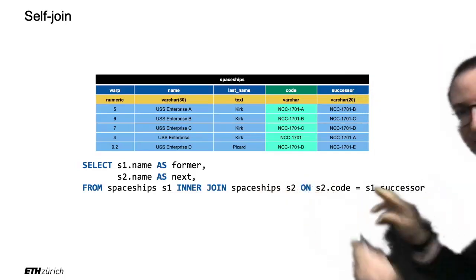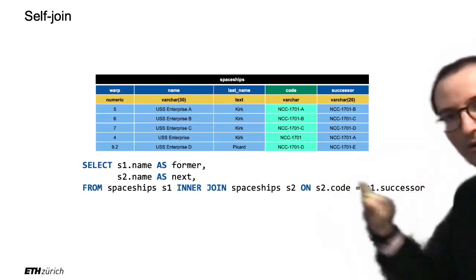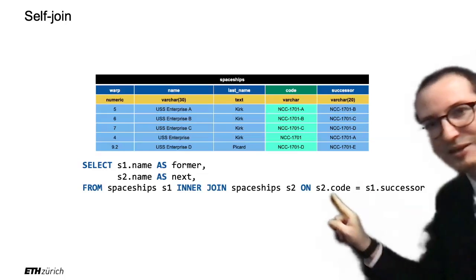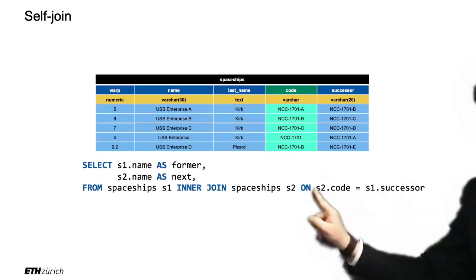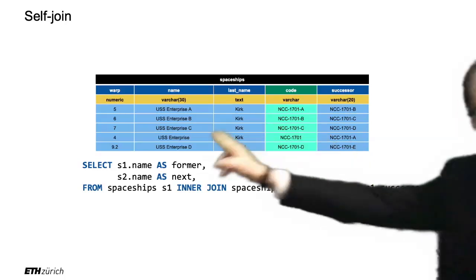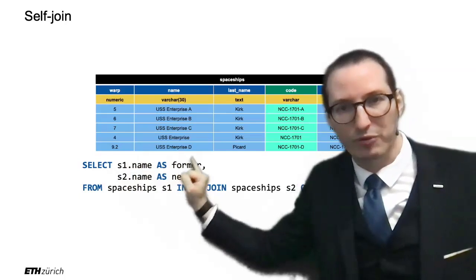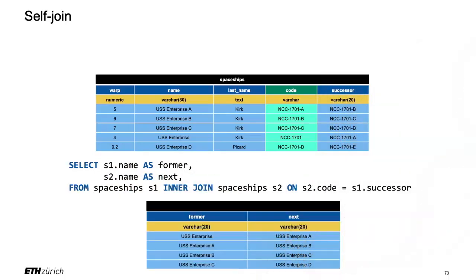Then I have my predicate. I'm basically saying that the code of the second one must match the successor of the first one. And here, again, S1 and S2 are the way that I can tell them apart, even though they're the same table, but there's really one on the left and one on the right. And then again, I use this S1 and this S2. S1 is the former one, and the other is the next, and I get this. Who understands this query?